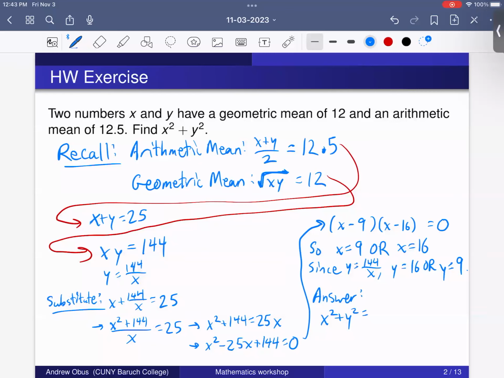Sorry, I'm not getting you so clearly right now. But at this point, we just have to plug it in, right? So this is just going to be 9 squared plus 16 squared, and this is going to come out to 81 plus 256.